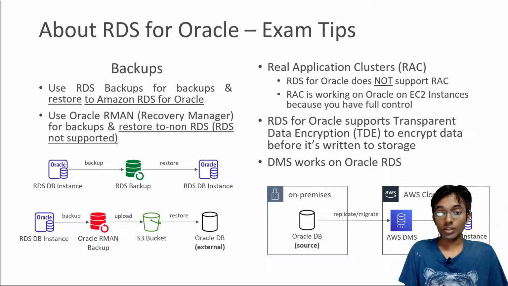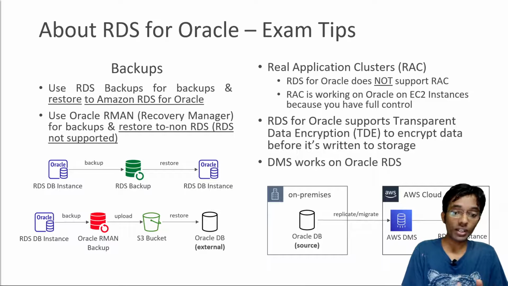So the flow is: RDS database instance of Oracle to RDS backup to RDS database instance of Oracle, or RDS database instance of Oracle to RMAN backup to Amazon S3 to an external Oracle database. So that is living outside of RDS.